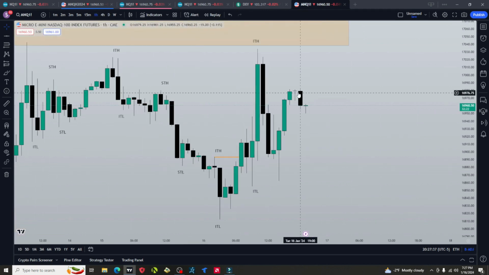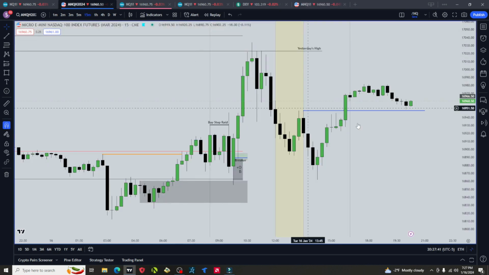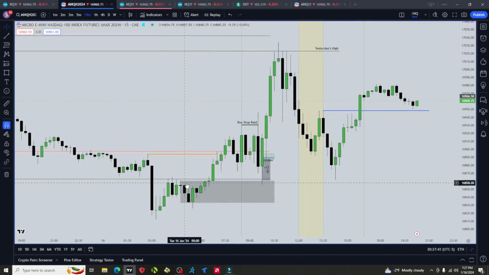But maybe that isn't the case. A lot can happen overnight. But that's where I am right now. Underlying market structure is still bullish, and we have this large breaker pattern form.